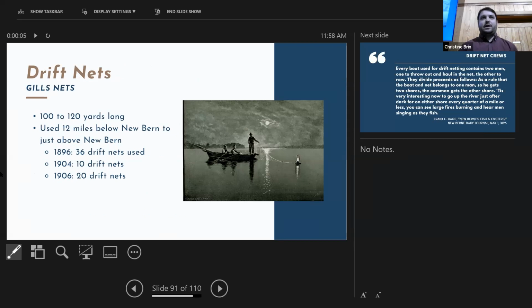Also, that was just a brief interruption, but back to gill nets, you have these drift nets, which are unstaked gill nets. You've got guys working off of a boat and they're letting these nets drift through the water and fish are getting caught in them. There weren't as many of them being used on the Neuse River. A lot of them are being used below New Bern, and these nets tend to be over 100 yards in length.